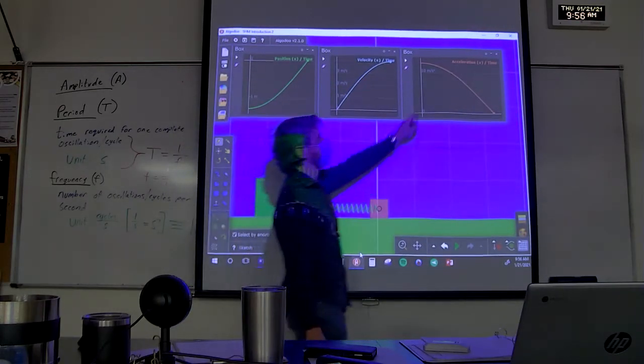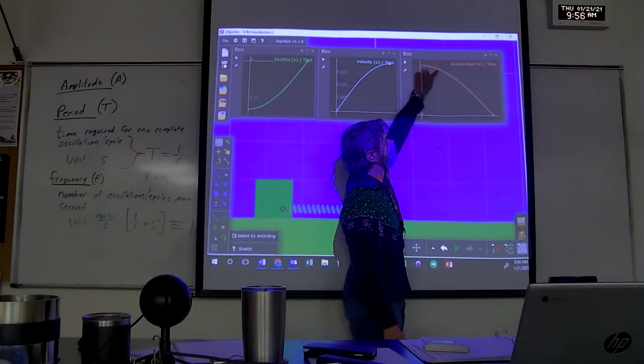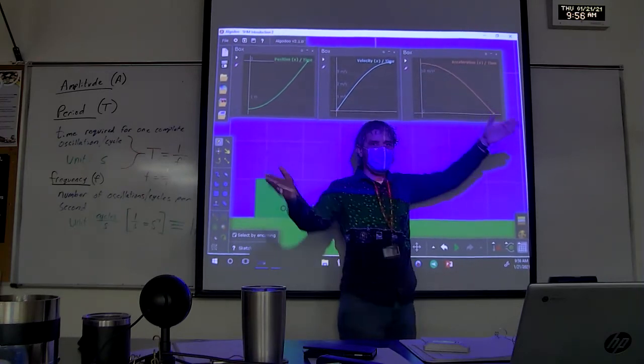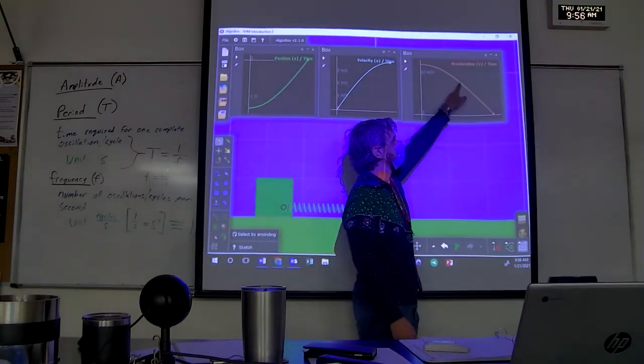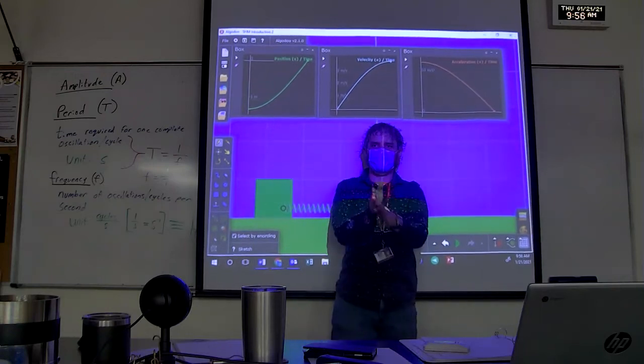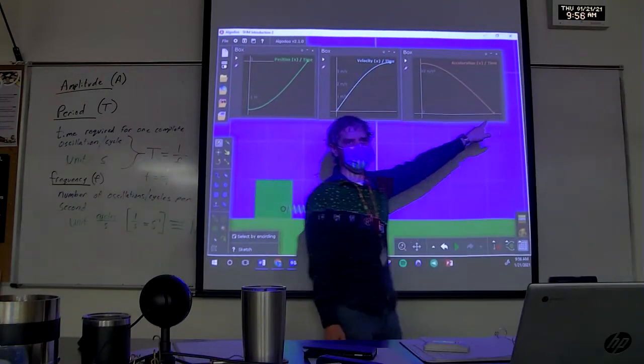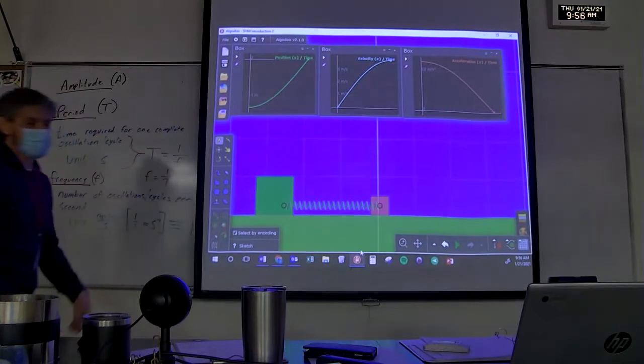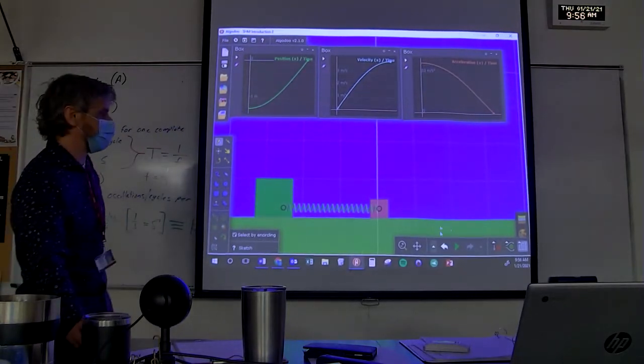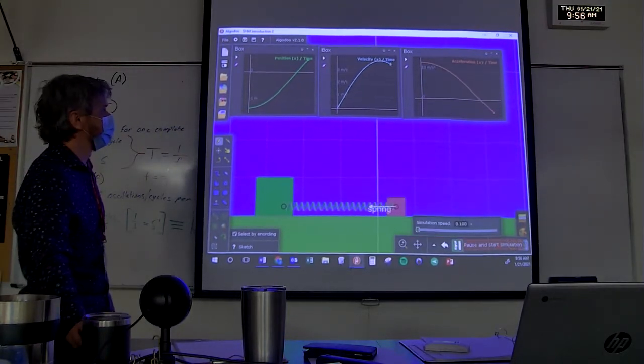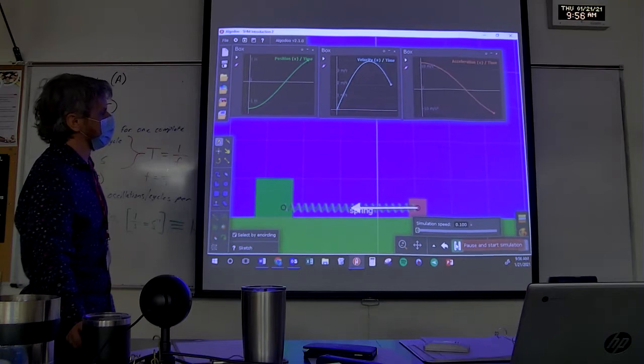In that same time interval, we start with maximum force, so we start with maximum acceleration, but as the spring gets extended, the force gets smaller, and so the acceleration gets smaller, and when it gets to equilibrium, the acceleration is 0. Right? And so if I let it go again, we just get the mirror image of those on the other side of the axis.